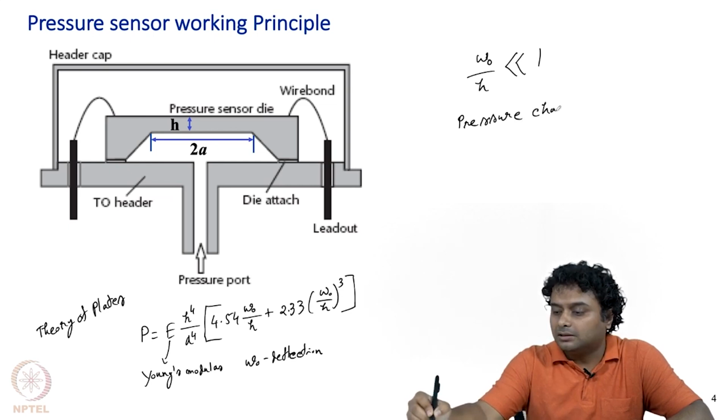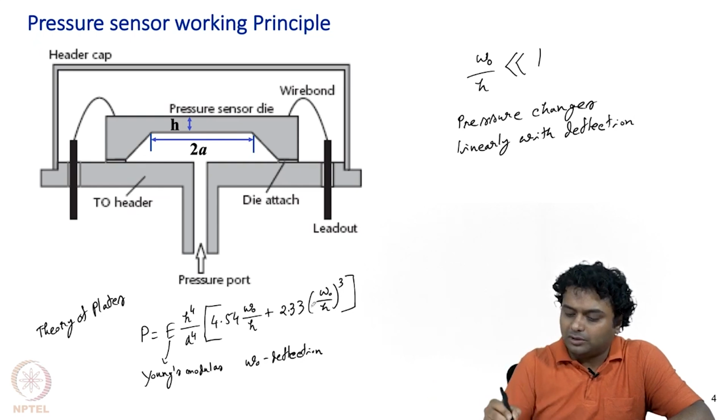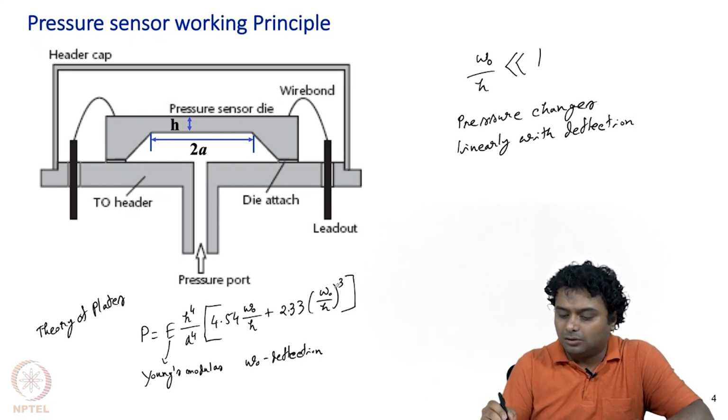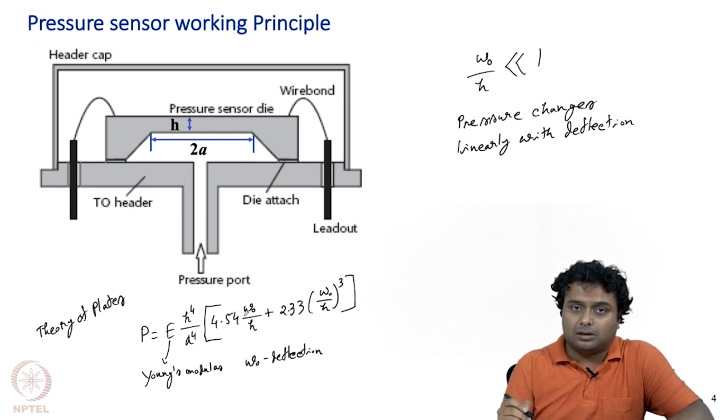pressure changes linearly with deflection, because we can then neglect this W0 by H whole cube term, and accordingly we can just get P varies with W0, or this is linear. And most of the sensors, while we apply them for real applications, we actually need this kind of linear relation, because it makes our analysis and use easier.